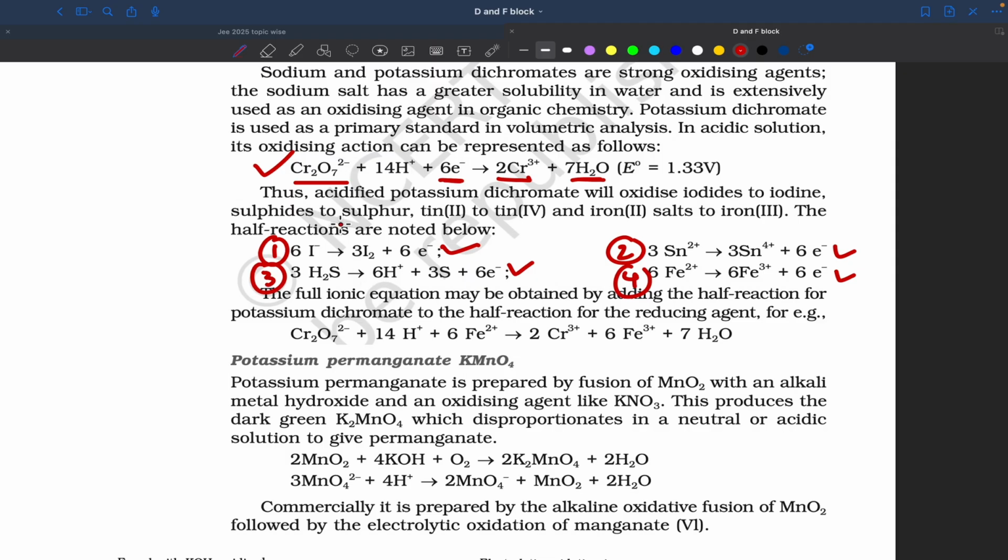I will give you 5 minutes time. So these 6 reactions you have to write. Balanced reactions you should write. It oxidizes I minus into I2, Sn plus 2 into Sn plus 4, H2S into S, Fe plus 2 into Fe plus 3. So it completely oxidizes. Balancing reactions రాయాలమ్మా.